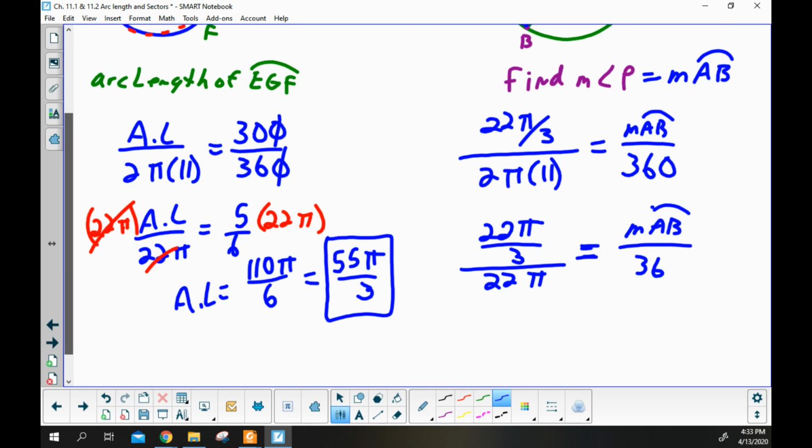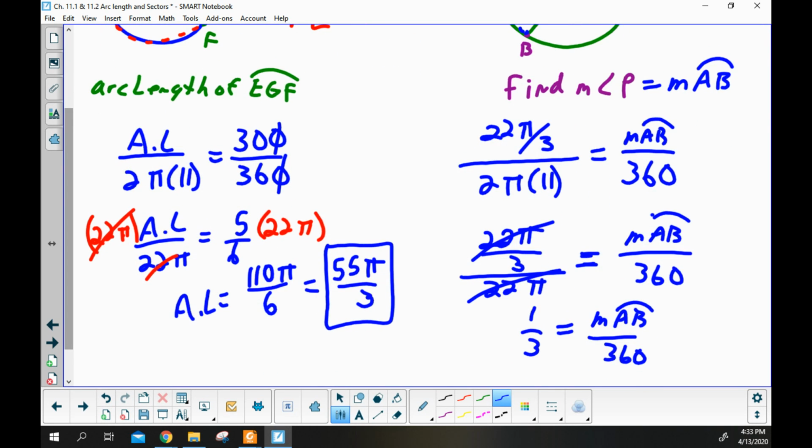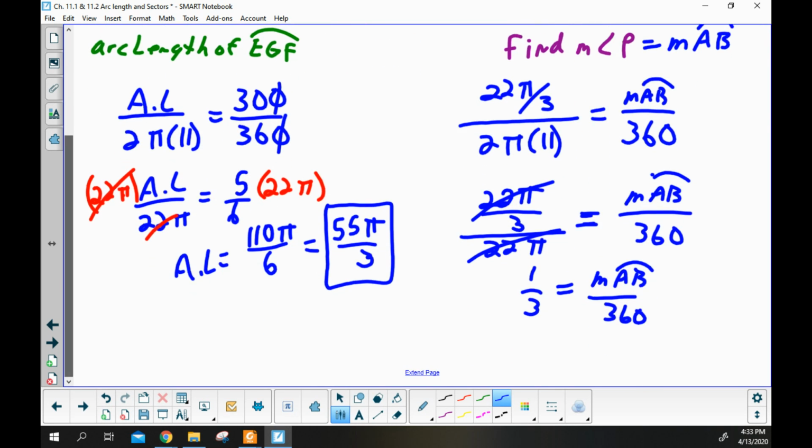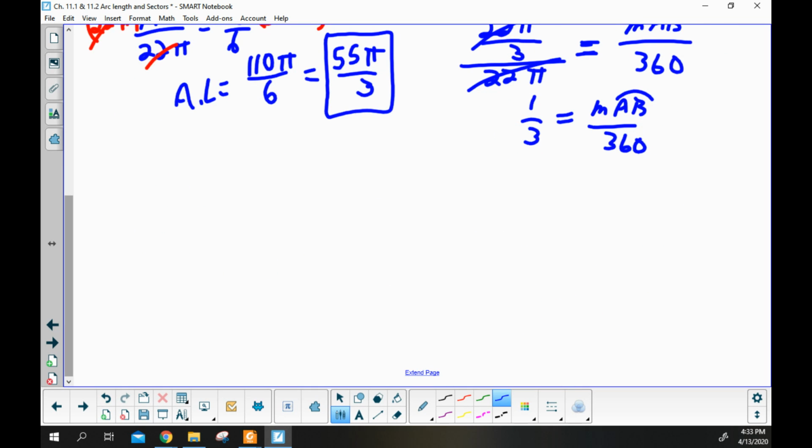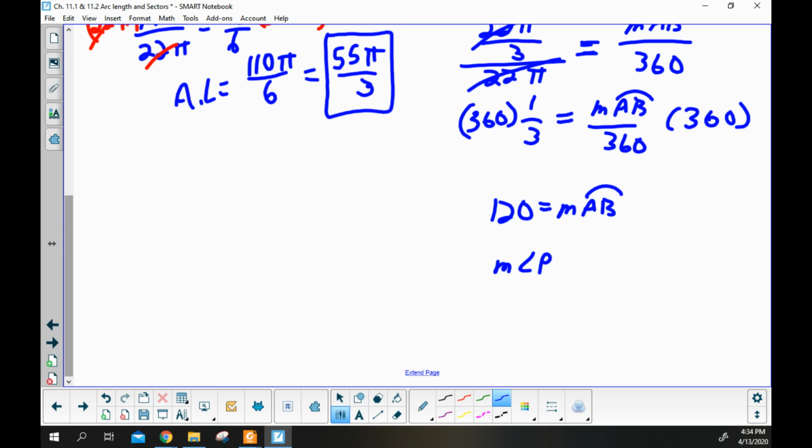The 22 pi are going to cancel out. So that's going to leave me with 1/3 equals the measure of arc AB over 360. Well, then that's an easy one to solve for at this point. We're going to multiply both sides by 360. And that's 120 equals the measure of arc AB. So the measure of angle P is 120 as well. So there's my answer.